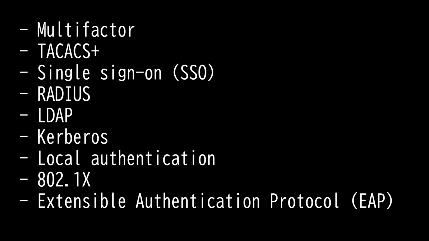In the RADIUS protocol, remote network users connect to their network through a network access server, or NAS. The NAS queries the authentication server to get authentication, authorization, and configuration information about that remote user.